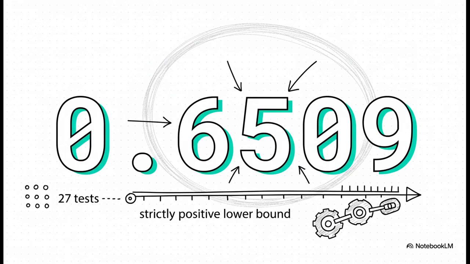But here's the thing. The most important number on this screen isn't the biggest one, it's the smallest one. Across all 27 tests, the absolute worst-case scenario, the minimum certified gap we found was 0.6509. Now, having this single positive lower bound, this gamma min, that holds uniformly across everything, well, that's the absolute key. It's the linchpin that lets us extend the whole theory.